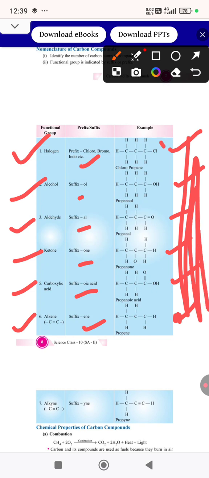Here if Cl is at the end we can call it chloro. If there is bromine then we can call it bromo, or if there is iodine then we can call it iodo.